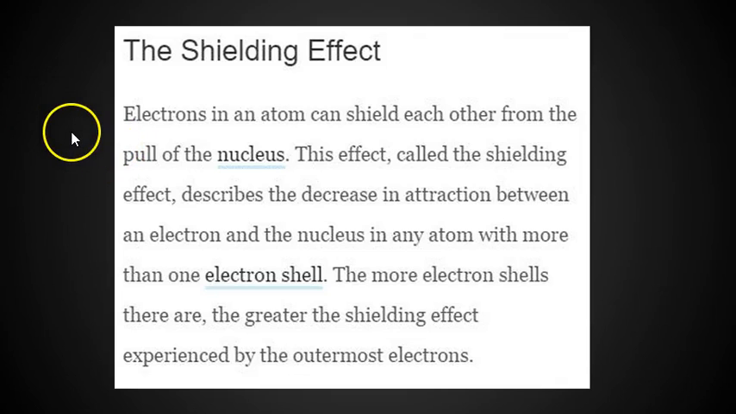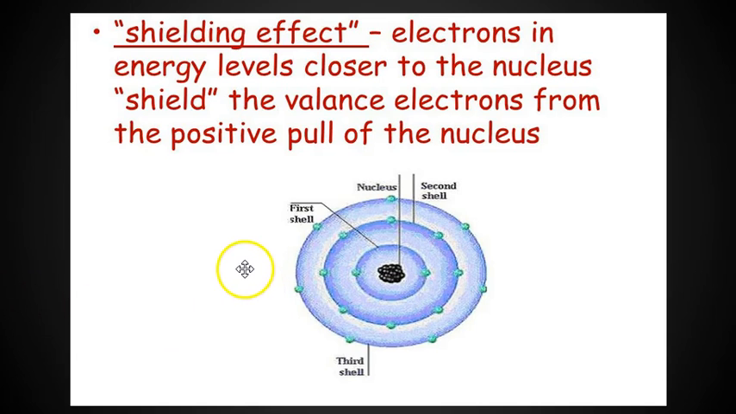Okay, so electrons in an atom can shield each other from the pull of the nucleus. This effect is called the shielding effect, and it describes the decrease in attraction between an electron and the nucleus in any atom with more than one electron shell. The more electron shells there are, the greater the shielding effect. Now that is kind of a lot of jargon that might not make a lot of sense, so let's look at a picture and a simplified definition.